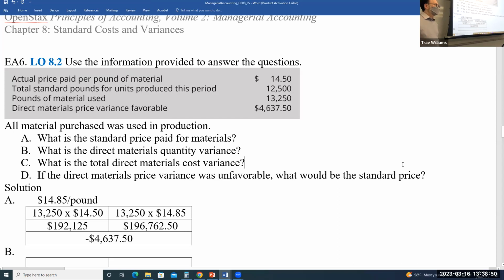Any questions on what we just did right there? No? Okay. So let's go on to B. What is the direct materials quantity variance?